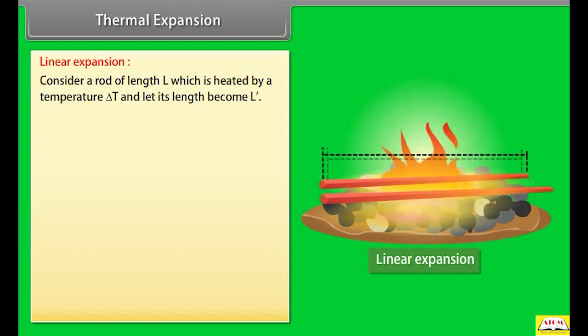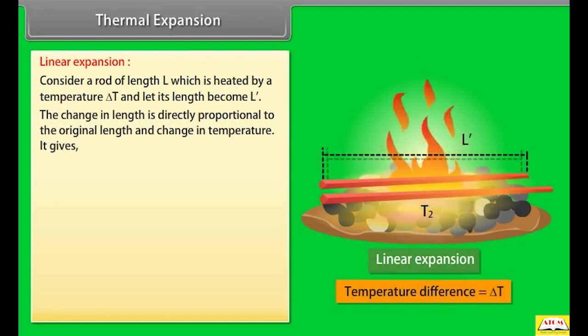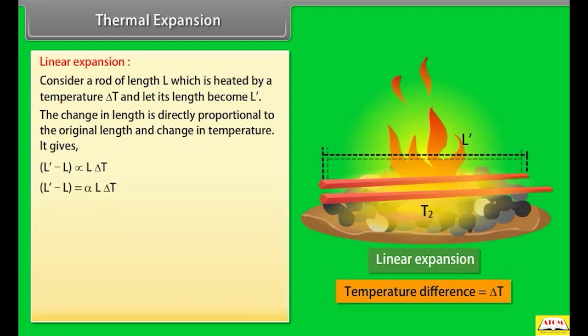length become L dash. The change in length is directly proportional to the original length and change in temperature. It gives L dash minus L is directly proportional to L delta T, or L dash minus L is equal to alpha L delta T.